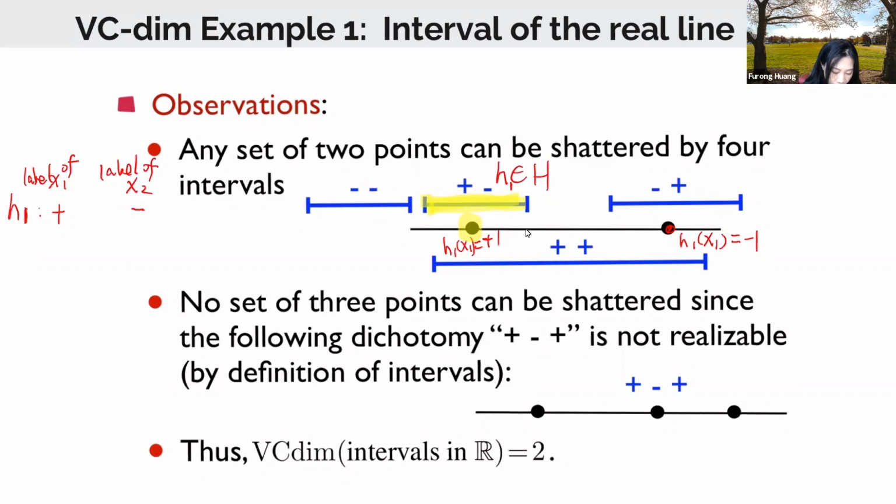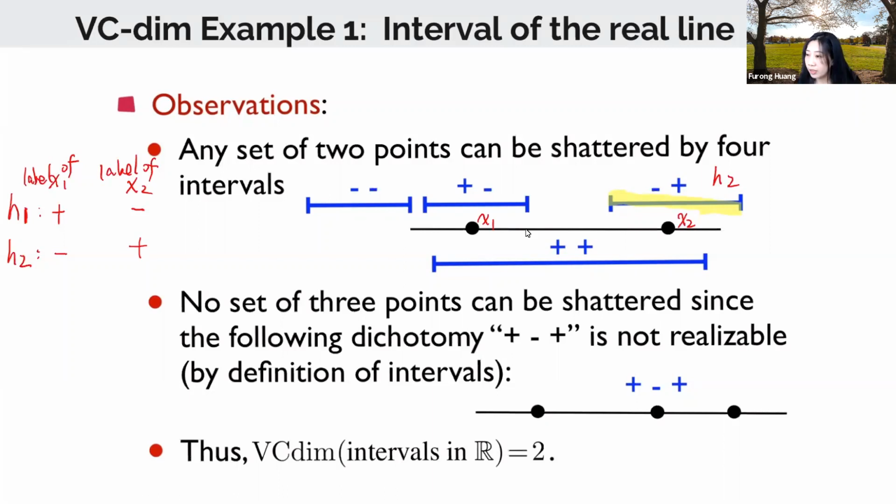Okay, let me erase this. Now let's look at another one. This is H2, let's say. So for H2, are you going to label X1 as what? Do you agree? You're going to label X1 as -1 and X2 as +1.